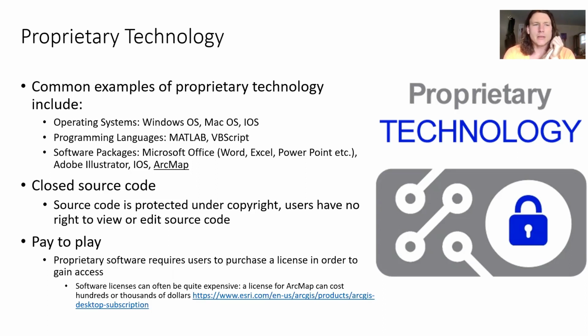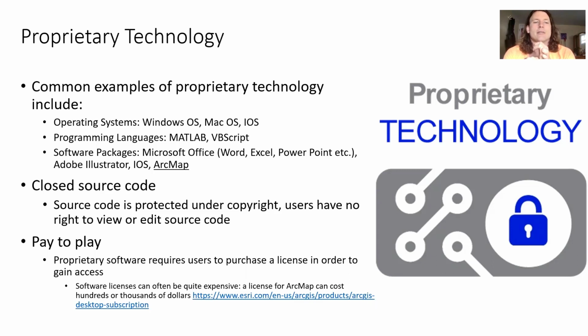Some common examples include operating systems like Windows or Mac OS, programming languages like MATLAB or VBScript, software packages like Microsoft Office, so Word, Excel, PowerPoint, Adobe Illustrator, or ArcMap, or ArcGIS Pro. So what makes something proprietary is that one, you have to pay for it, and two, the source code is closed. That means that it is protected under copyright.